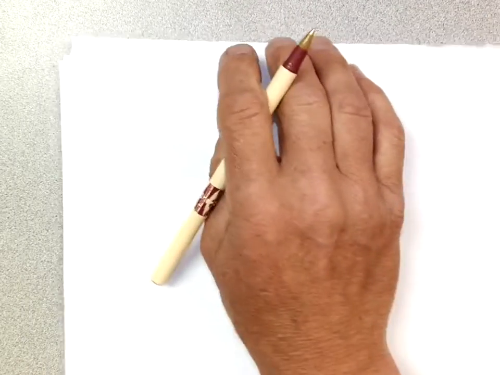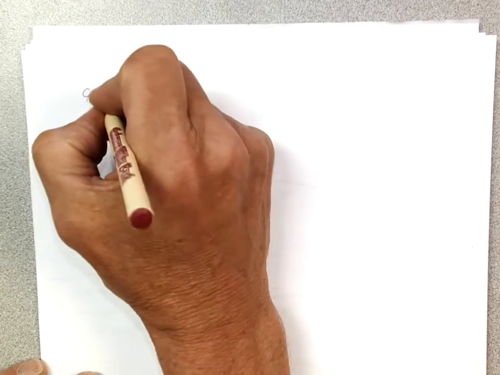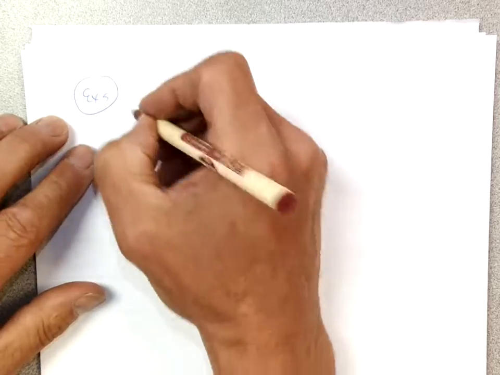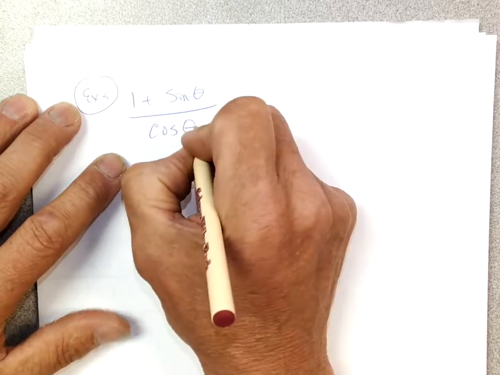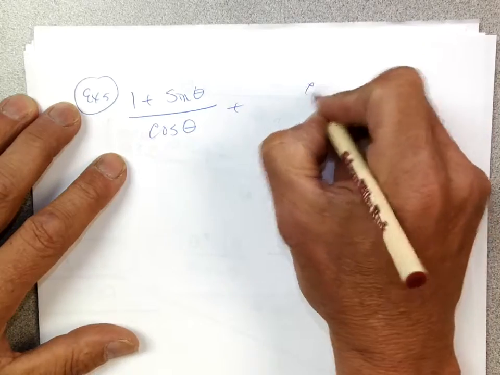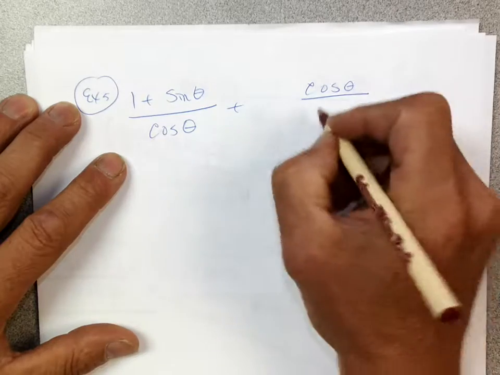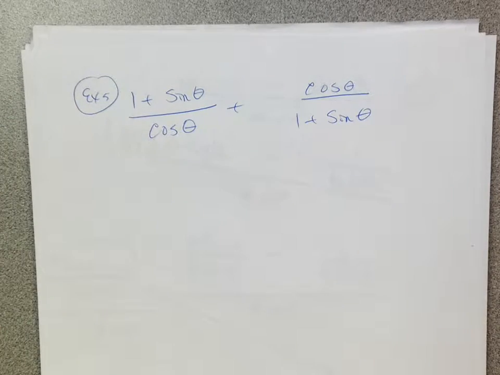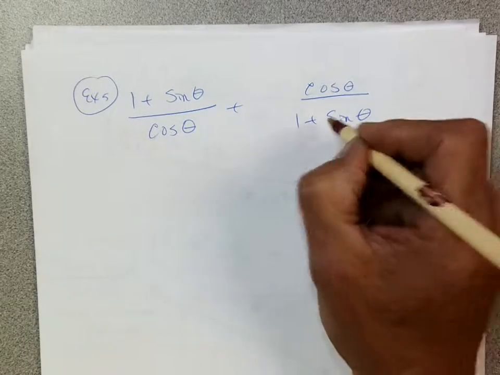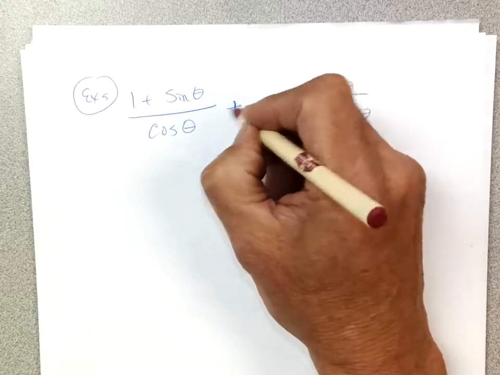Looks like a fraction again. We're getting close. Example 5, almost done. I have 1 plus sine theta over cosine theta, plus cosine theta over 1 plus sine theta. All right, we have a fraction. Anytime we have fractions and need to add them, we need a common denominator.